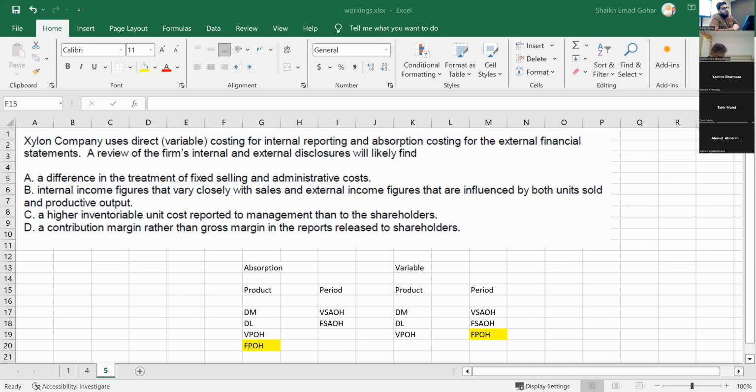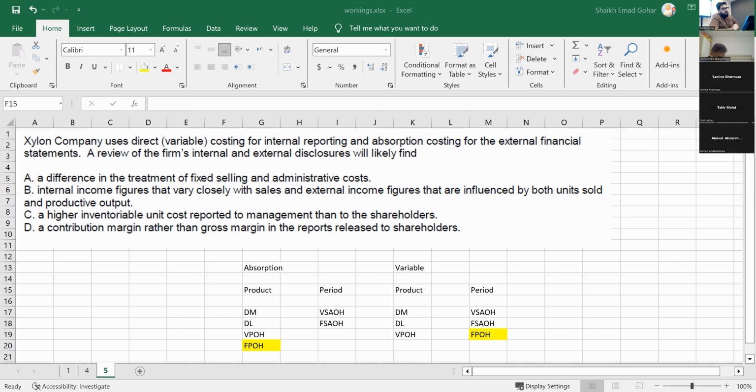Because in variable costing we are including variable cost, it is closer to sales. Whereas the fixed overheads use adjusted costing, where we need to show that productive output at the end in the product cost.